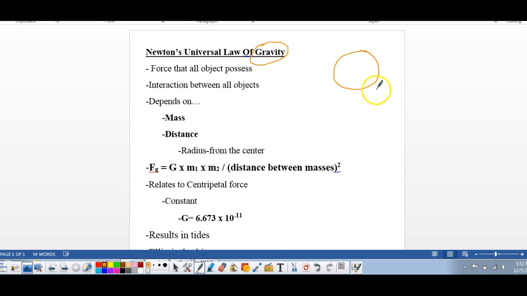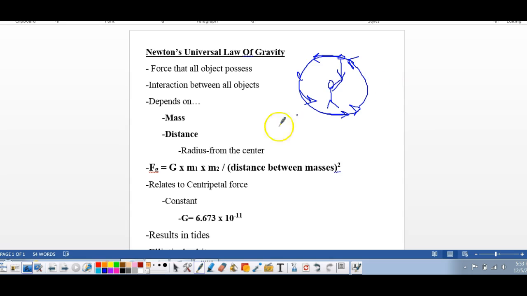And that happens a lot, like a Ferris wheel. You could be on a merry-go-round, and this kind of motion is caused by a centripetal force and gravity and other forces in the universe. But today we're going to talk about the idea of gravity. And gravity, which a lot of people don't understand, is a force that all objects possess.